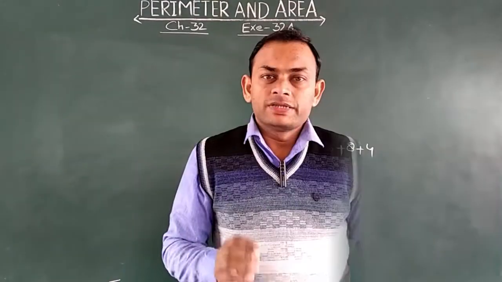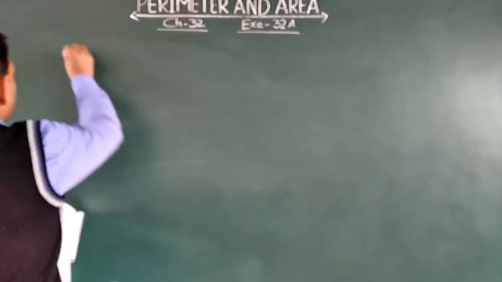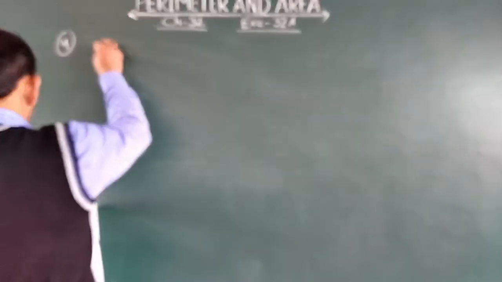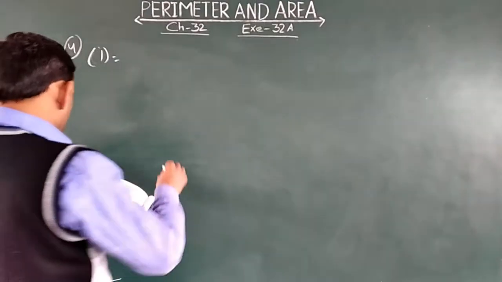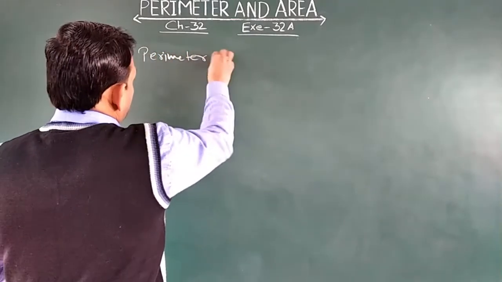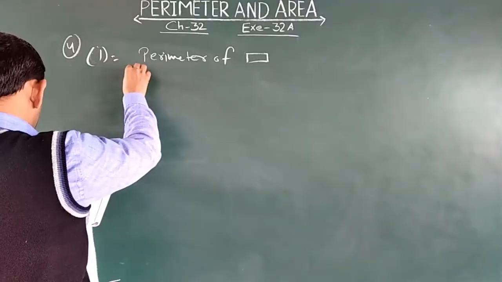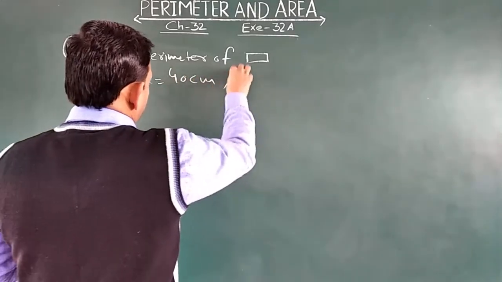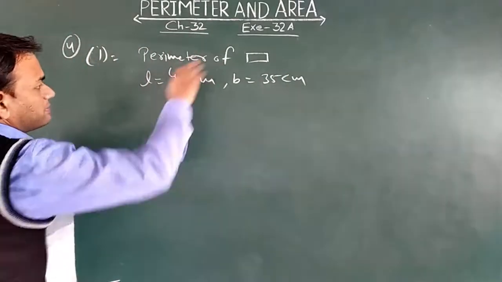Got it? Now after that, I am just going to tell you question number 4. Here we have to just find the perimeter of a rectangle. I am just telling you the first part of this question and the rest of the parts are exactly the same. In this question, the length is given as 40 centimeter and breadth is given as 35 centimeter. You have to find the perimeter of the rectangle.